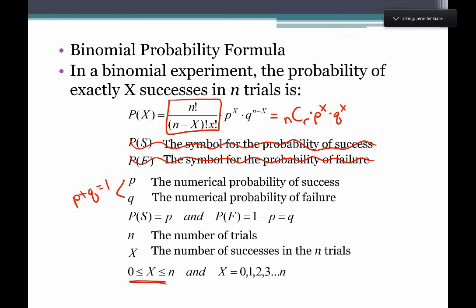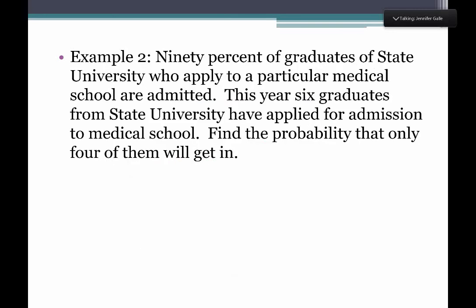So let's put this into action. Let's do a couple examples, and then we'll finish up today talking about the mean, variance, and standard deviation for this particular type of distribution. All right, so we have 90% of graduates of State University who apply to a particular medical school are admitted. This year, 6 graduates from State University have applied for admission to medical school. Find the probability that only 4 will get in.